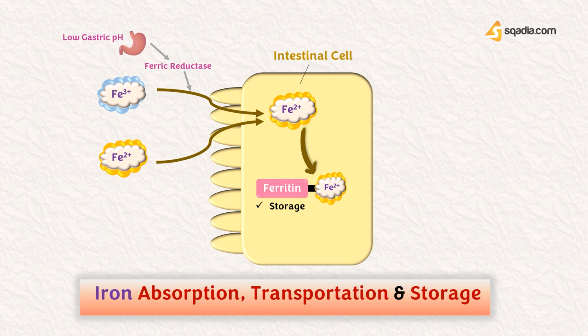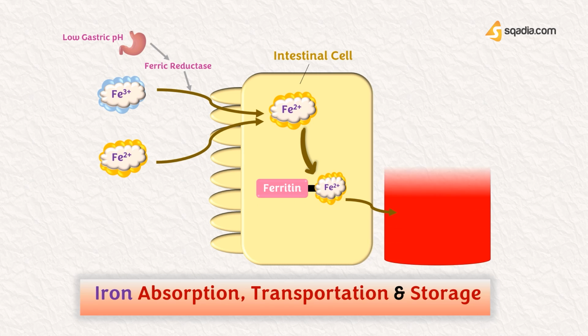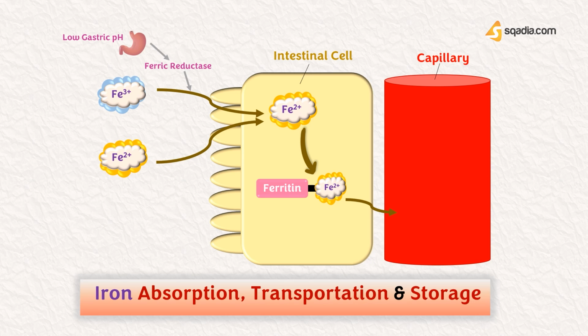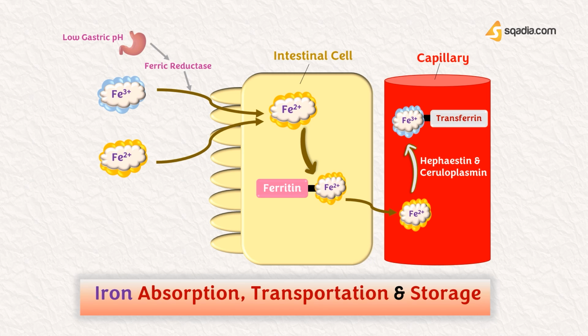For transporting iron to a blood vessel from the stored area, it should leave ferritin behind, which means ferrous or heme iron will enter the capillary and will be oxidized into ferric or non-heme iron by courtesy of hephaestin or ceruloplasmin. Fe3+ will then bind with transferrin protein.